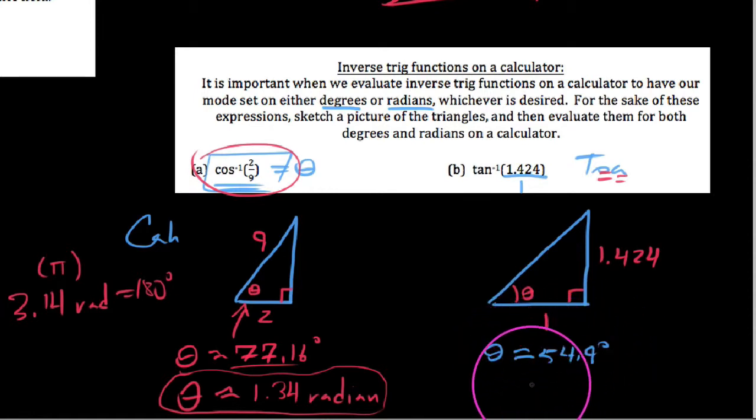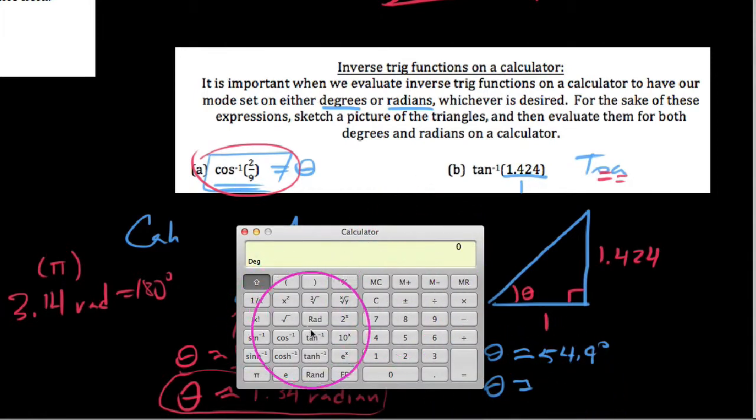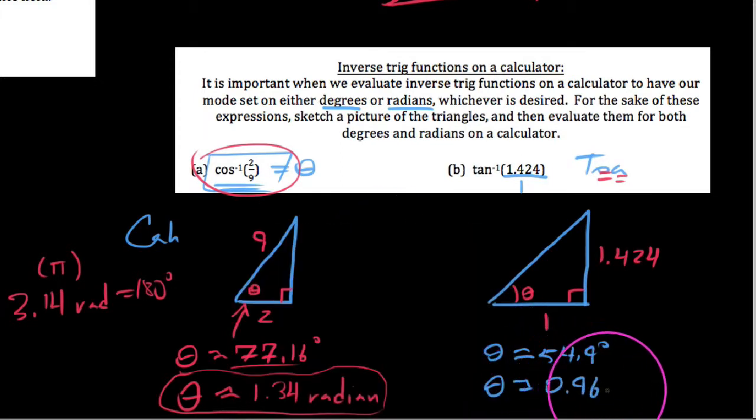That's entirely reasonable. And if we wanted this in radians, hey, by the way, we could take this times pi over 180. It's just that our calculator does it for us. We'll just flip over to radians mode. And again, we say 1.424. We'll do the tangent inverse of this. We get 0.96 radians. Okay, cool. So that is how we use inverse trig functions to solve backwards for angles.